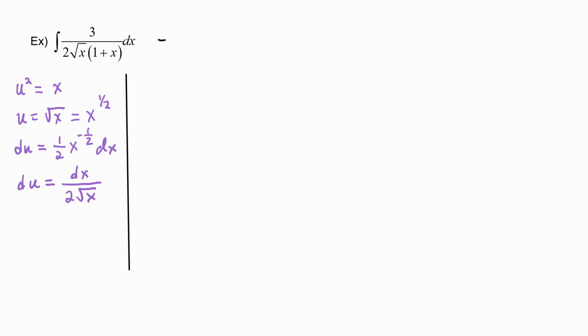Let's see what we can do with this integral. Now notice that our du requires that we have a dx over 2 radical x, and we do have a dx available and a 2 radical x in the denominator. So let's write that together over here.